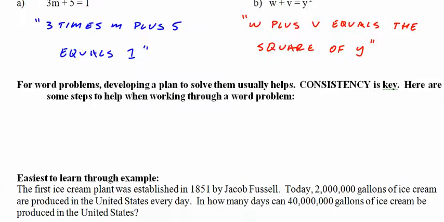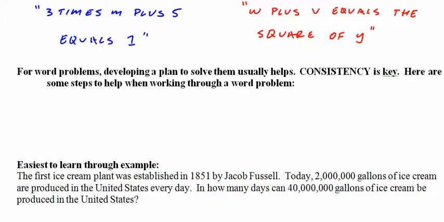Now, for word problems, developing a plan to solve them usually helps. Consistency is key. Here are some steps to remember when you're working through a word problem. Explore it. Read it. Think about it. What's going on? A lot of people just say, all right, I'm just going to start running with this. No, slow down. Math is challenging. Math is meant to be something that you have to work at, to be good at. Just because a lot of people can do it easily doesn't mean it is easy.